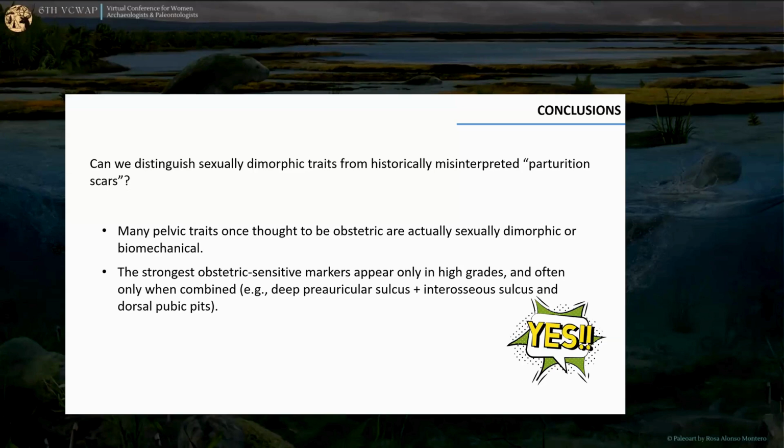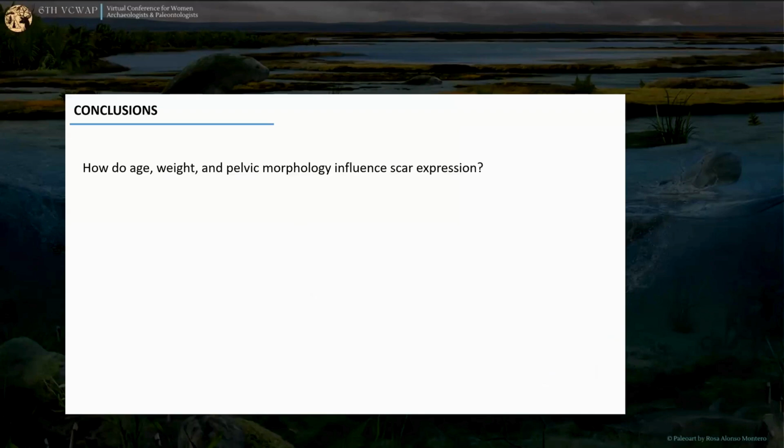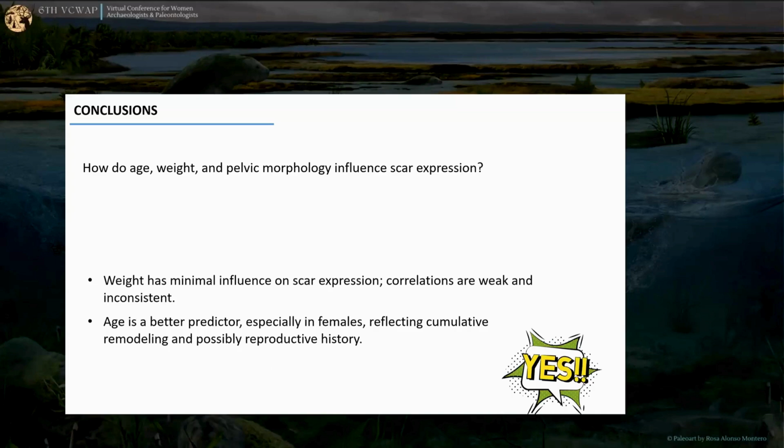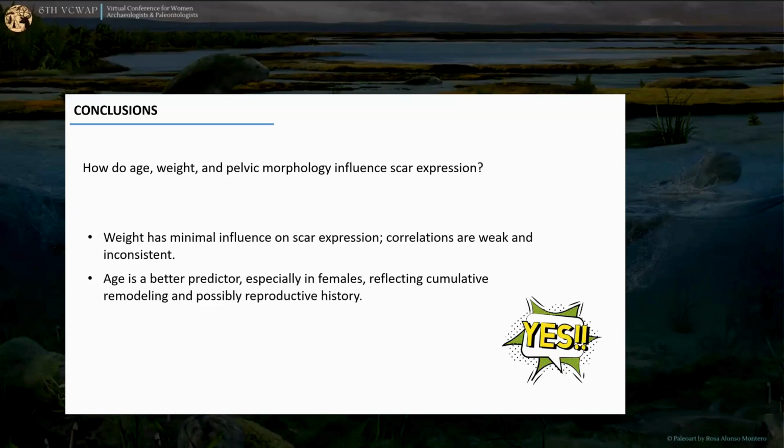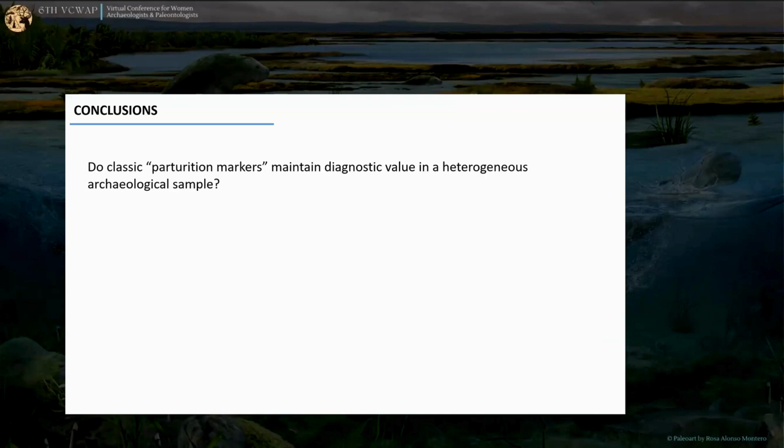And so how do age, weight, and pelvic morphology influence sex expression? We could answer yes, because weight has a minimal influence on sex expression, while age is a better predictor, especially in females, reflecting this cumulative remodeling, and possibly reproductive history, but that needs to be tested, of course. And finally, the last two. Do classic parturition markers maintain diagnostic value in heterogeneous archaeological samples?